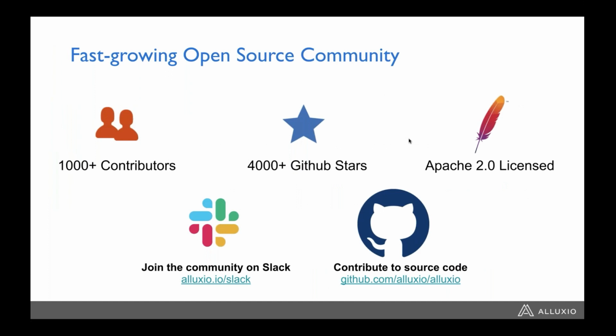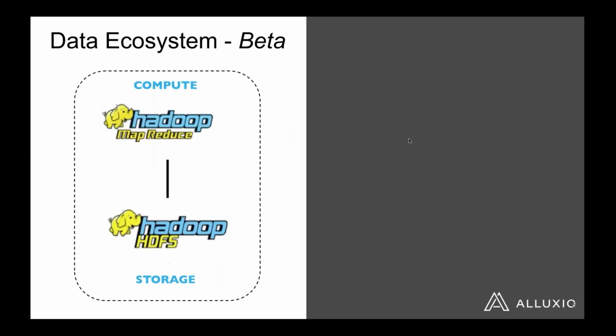In terms of Alluxio, the project, we are an open source project. We have 1,000+ contributors, and we'd love for you to take a look and contribute to the project. It's Apache 2.0 licensed, and we have a community edition based on our open source, as well as an enterprise edition. We would love you to join the community. We have a Slack channel, and you can see our GitHub links. It will be great to see some of you in there.